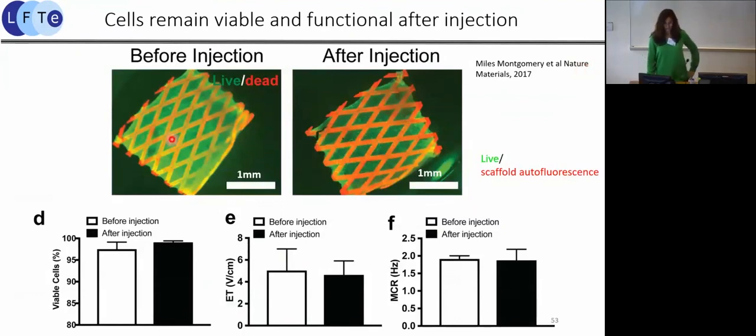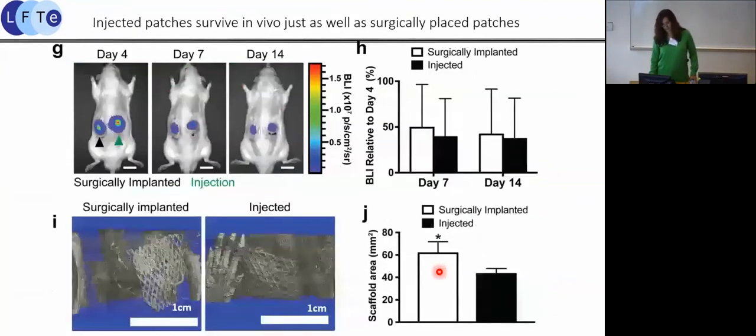And so we look here and we can see that by live/dead staining, the cells will stain green and the polymer matrix actually stains red. We can see that before and after injection, the cells are alive. And the parameters of excitability are not affected. Cell viability is also not affected. We were able to do the same experiment in a mouse and a rat subcutaneously.